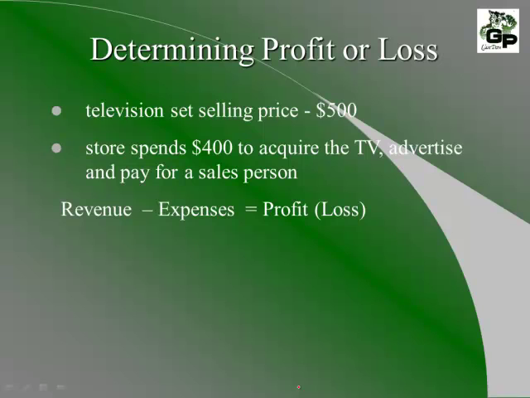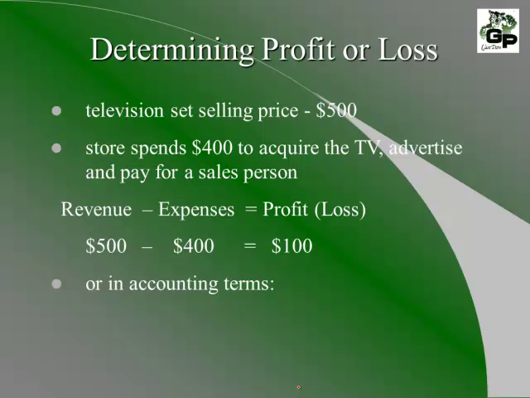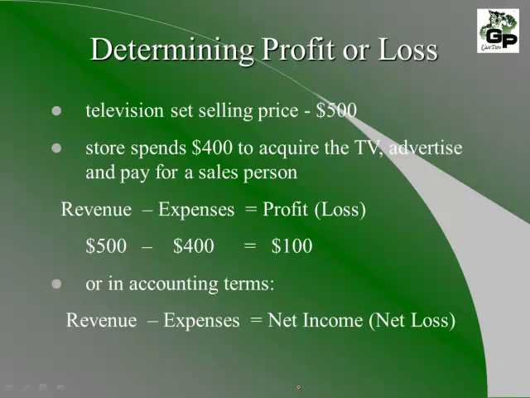If we use the formula revenue minus expenses equals profit or loss, we can say that the $500 is the revenue, the value of the funds taken in when we sold the TV, and we subtract the costs associated with selling the TV, which in this case were $400, and we have a profit of $100. In accounting terms, revenue minus expenses equals net income or net loss. 500 minus 400 equals $100 net income.